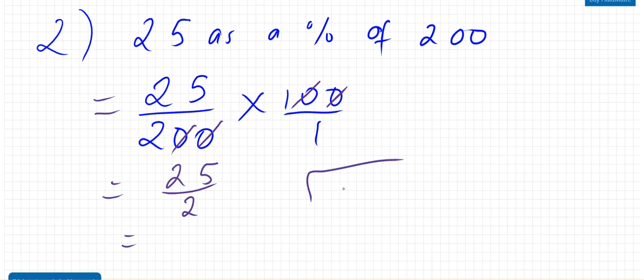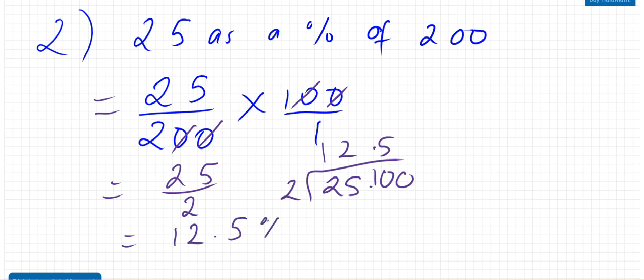So 25 goes under the bridge, decimal point ready, add some zeros, 2 on the outside. 2 into 2 goes once evenly, no remainders. 2 into 5 goes 2, 2 times 2 is 4, so remainder 1. So now we're into the decimal. And 2 into 10 goes 5 times evenly. So our final answer is 12.5%. So there I got a decimal. As a fraction, you would have had 12 and a half percent if you left it in fraction form.